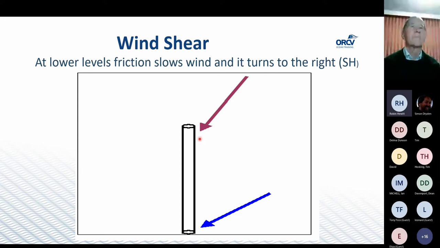Some people get bits of audio tape from a cassette and tie them on the rigging or something like that so they can actually see what's happening at different levels. But woolies on the sail have the same function.